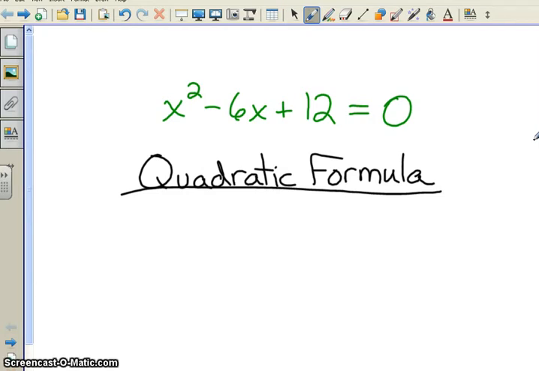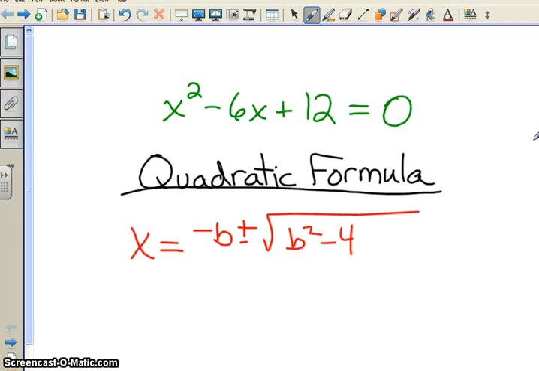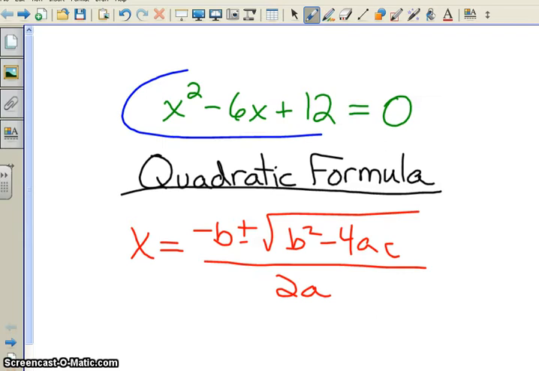So in your notes, make sure you record this. The quadratic formula goes x equals negative b plus or minus the square root of b squared minus 4ac all over 2a. So notice the right side of this formula is all about a, b's, and c's. Where do we get those a, b's, and c's from? We get them out of our quadratic equation we are trying to solve.